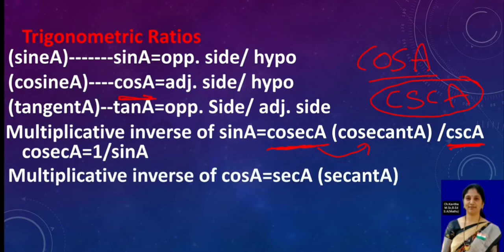Now, the multiplicative inverse of cosine A is defined as secant A. Generally we use sec, so we have to read it as secant A. Secant A is equal to 1 by cosine A.